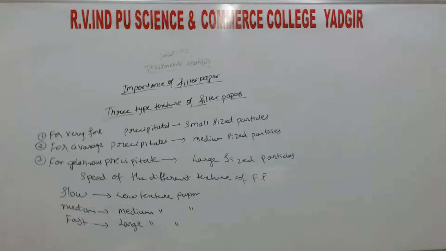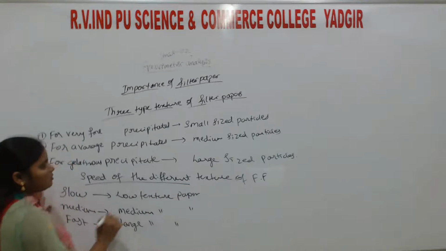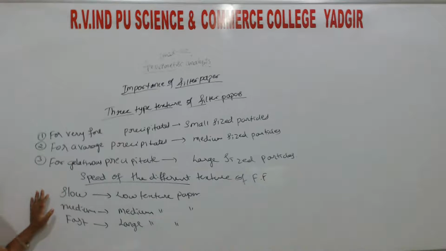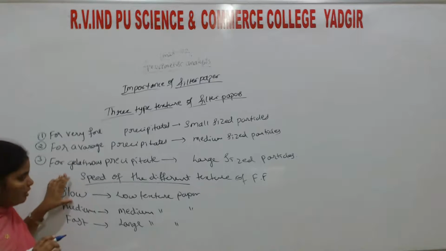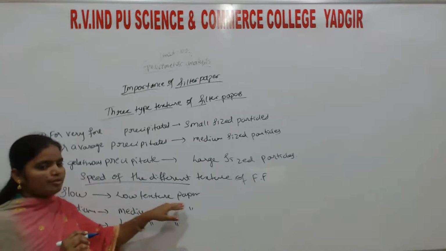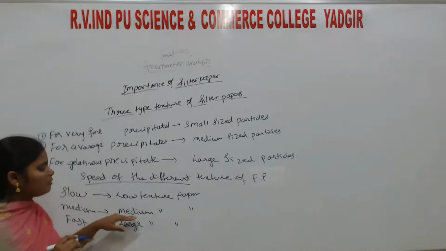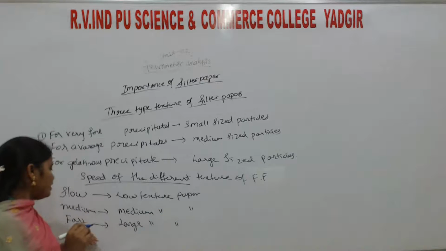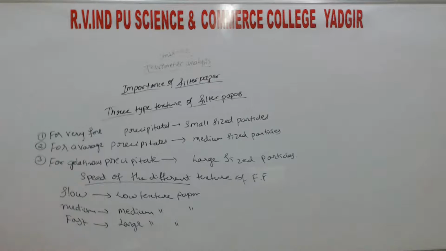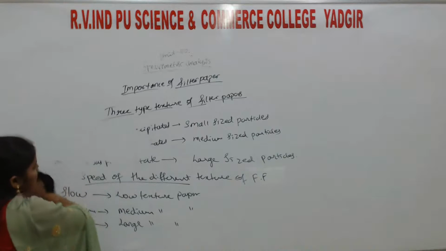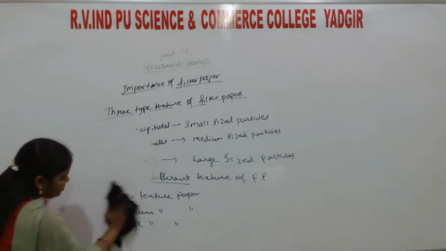Here are the different types of texture, three types of textures, and three different speeds are present in the different textures of filter papers. When the speed is slow, low texture paper is used; for medium speed, medium texture paper is used; and when the speed is fast, large texture paper is used for filtration purposes.